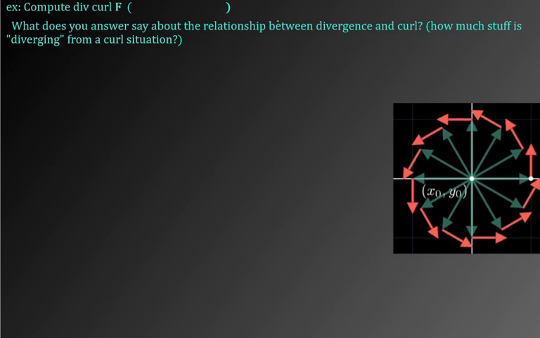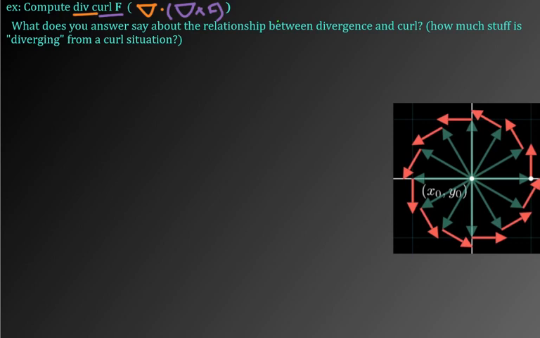All right, one more thing here. I want to compute the divergence of the curl of f. So in symbols, anytime you see divergence, you're going to just do del dot. And then curl is the cross product. So you're going to have del dot del cross f. That's basically what you're being asked to compute here.